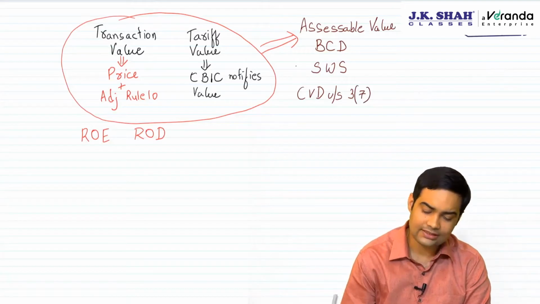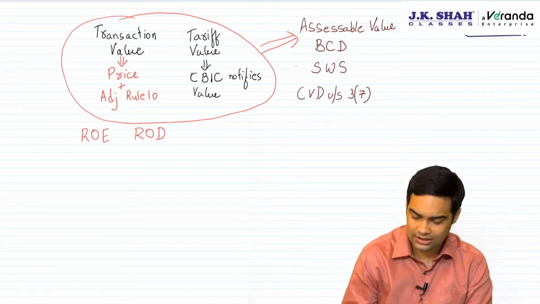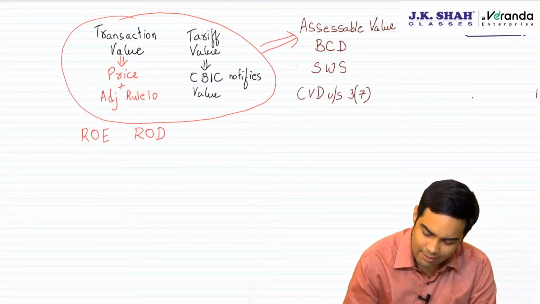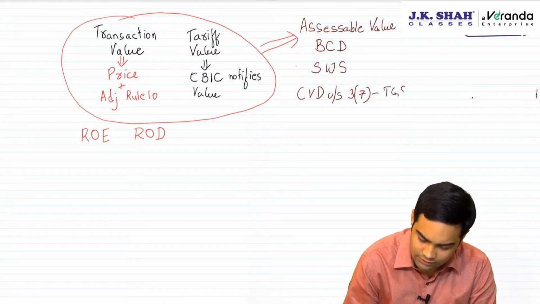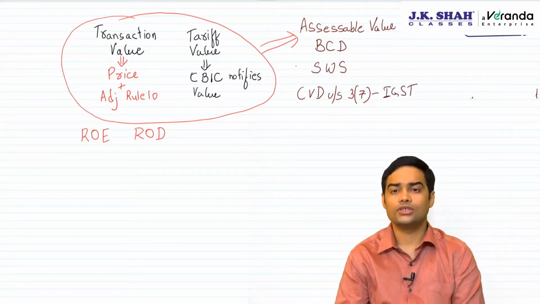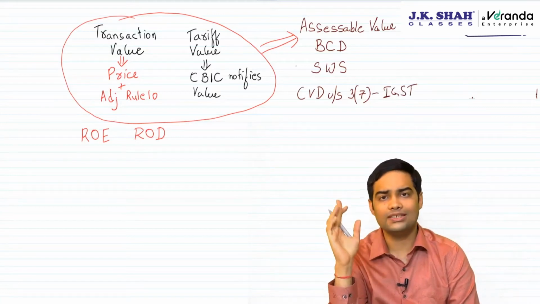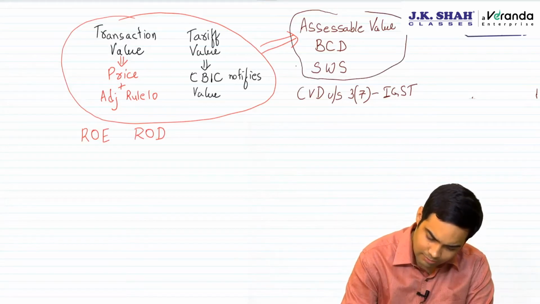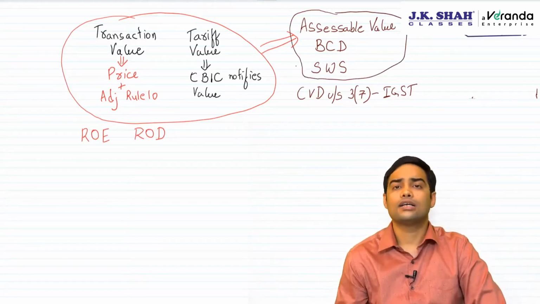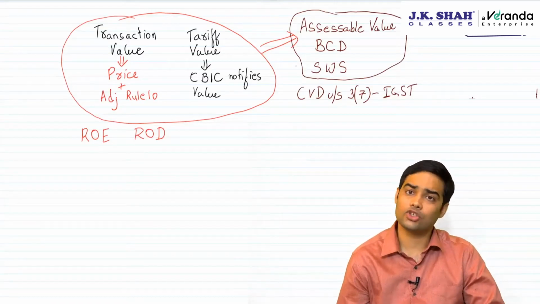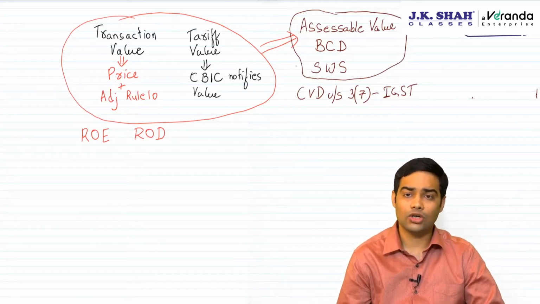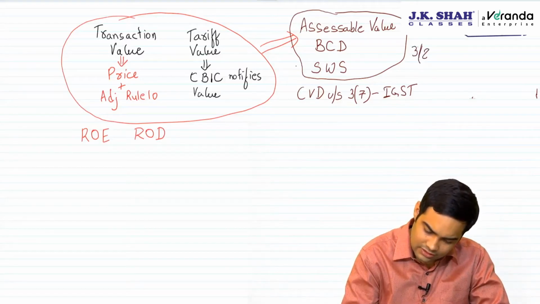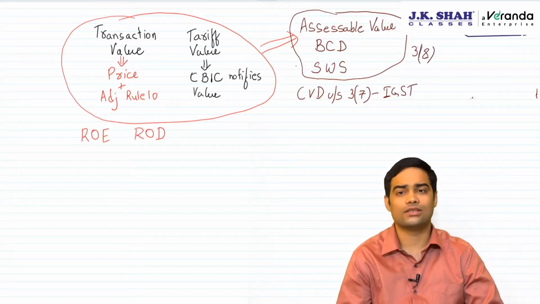So CVD under section 3(7) is nothing but to counter IGST. So this is equivalent to the IGST rate applicable for the same goods which are sold in India. Social welfare surcharge is applicable on BCD. BCD is applicable on assessable value. On all these three taken together, plus any other taxes, CVD under section 3(7) will be applicable. So IGST will be applicable on the entire amount, all three taken together. This valuation is given in section 3(8) of the Custom Tariff Act.